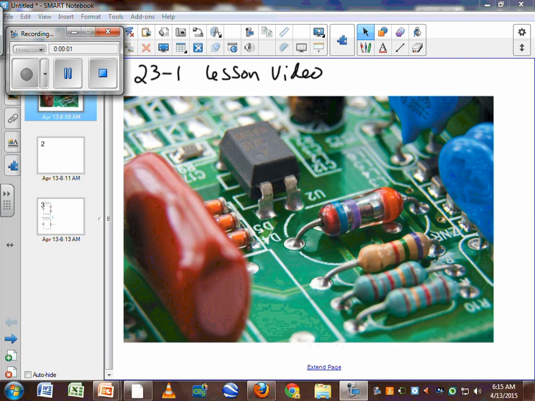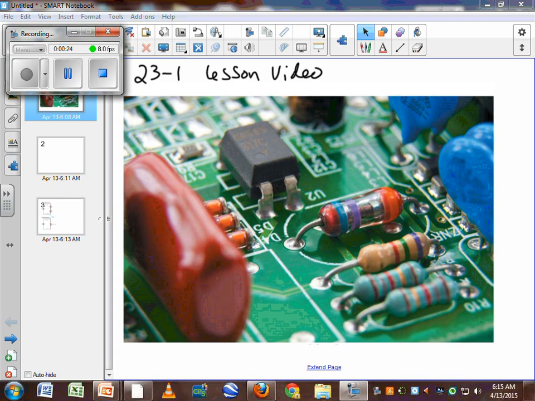So in this 23-1 lesson video, we're going to be looking at series circuits and parallel circuits and the mathematics behind that. And in this first slide, you'll see this is a circuit, and in this circuit, these resistors are in parallel, and so actually sometimes resistors are in series. And we're going to look at how to handle that mathematically.